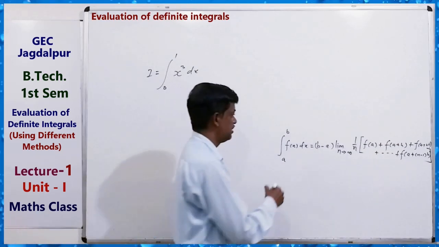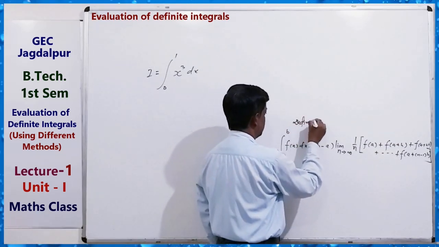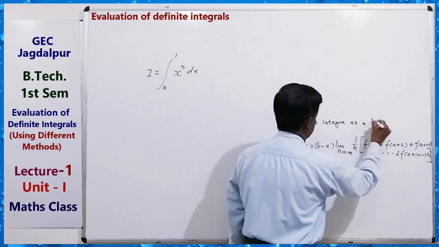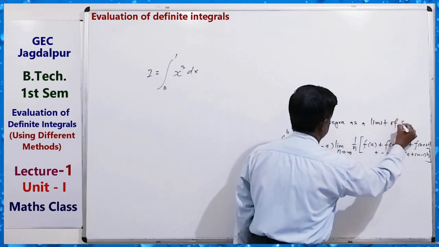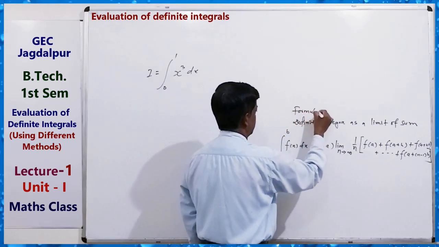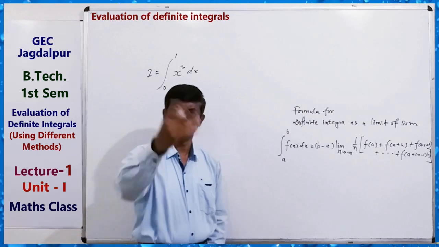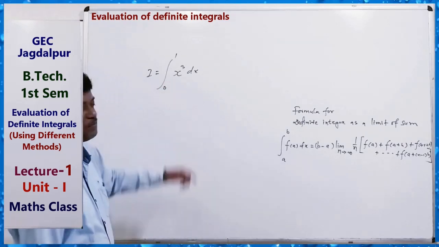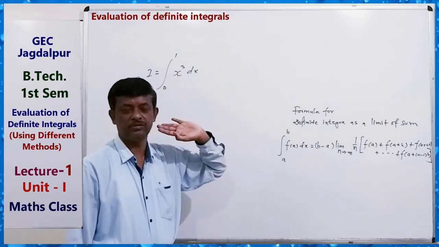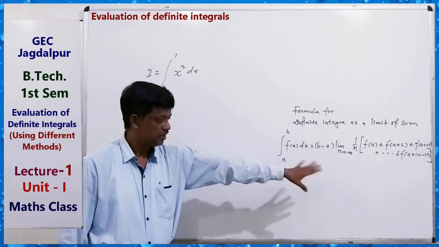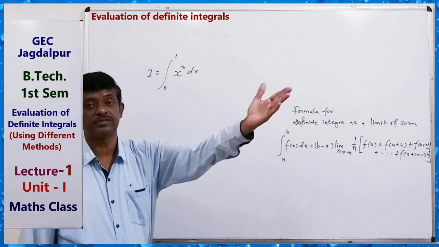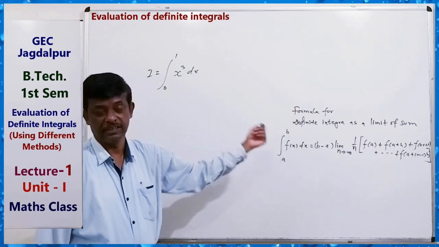This is the definite integral as a limit of sum formula, which you know from your previous class. So this integral can be found by any of the three methods. Not using substitution, I have just given another example here, by using the limit of sum, and that is the formula here.